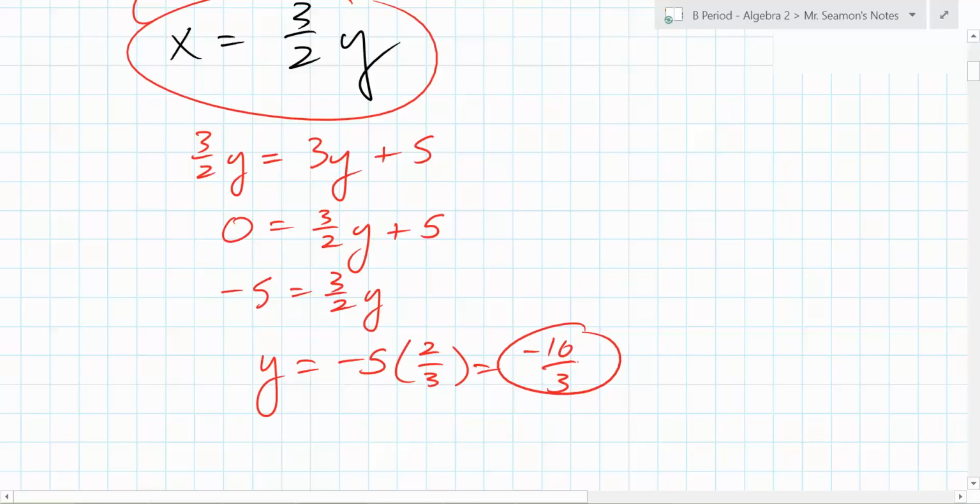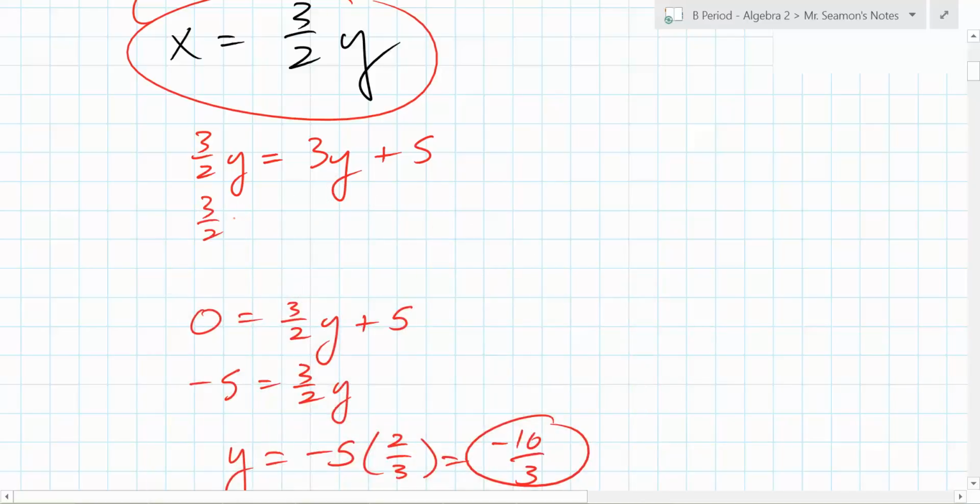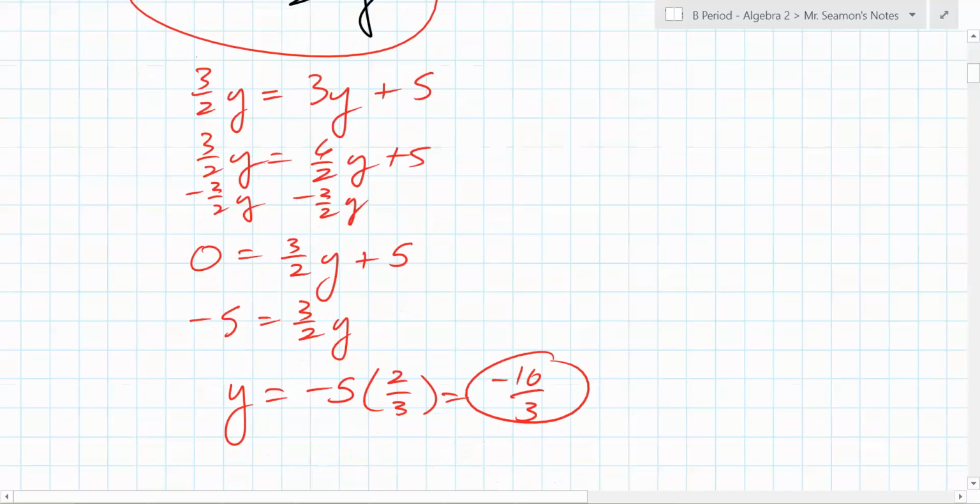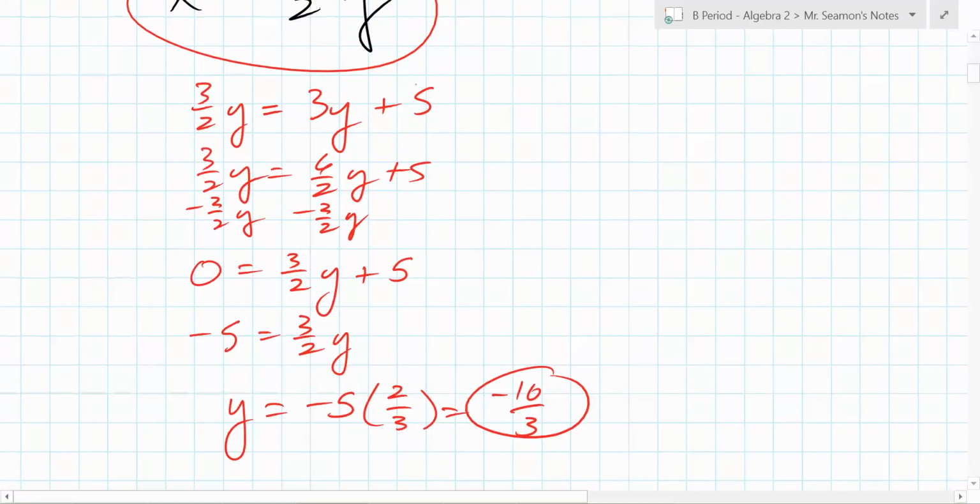So what do you do now that you have the y value? Just ask a question. Why do we go from 3 halves y equals 3y, and then just go straight to 3? Because we did 3 over 2y is equal to 6 over 2y plus 5, and we subtracted 3 over 2y from both sides. You get it now? Can you multiply by the reciprocal at this point? You don't want to multiply by the reciprocal unless you've isolated a little bit further.